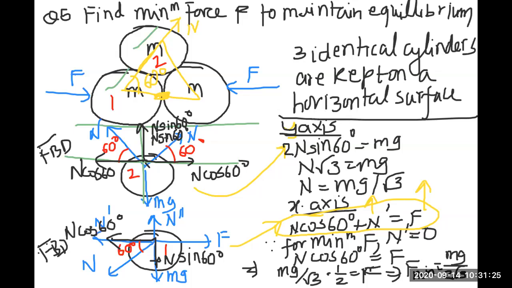Therefore, if I decrease the force F, N dash will start decreasing. So what is the minimum value of N dash? That will give me the minimum value of F. The minimum value of N dash is 0. That is when these two cylinders at the bottom just don't touch each other.